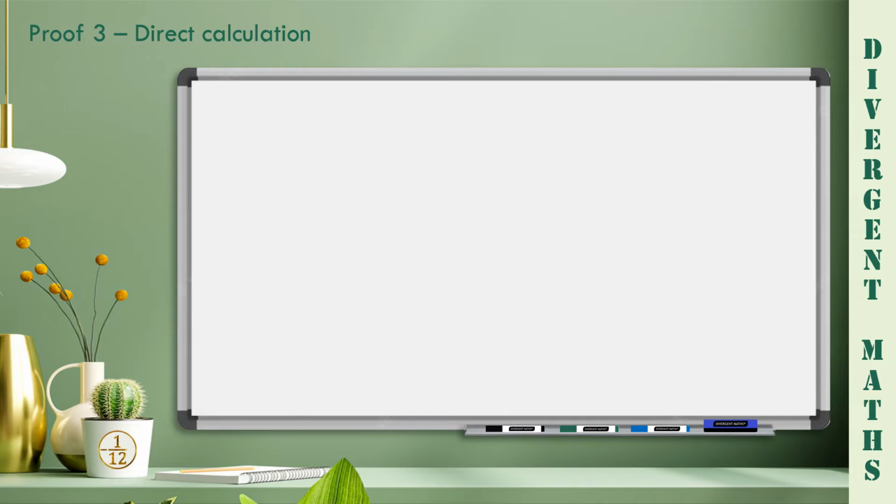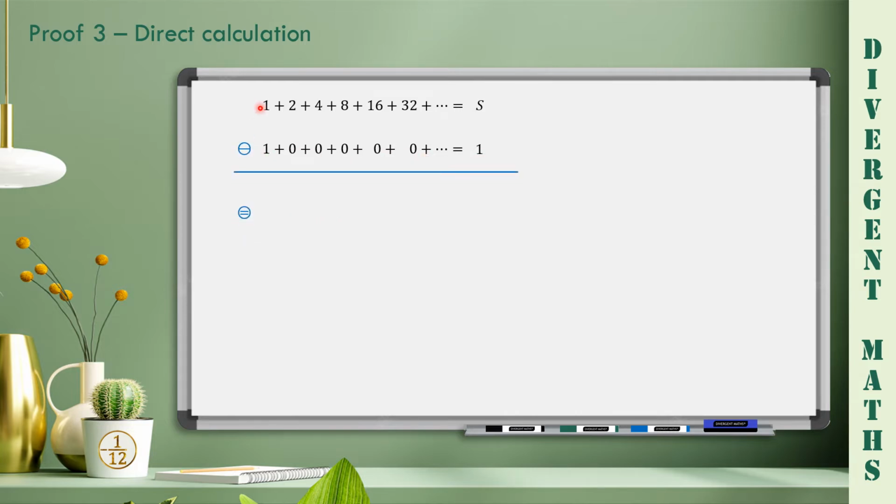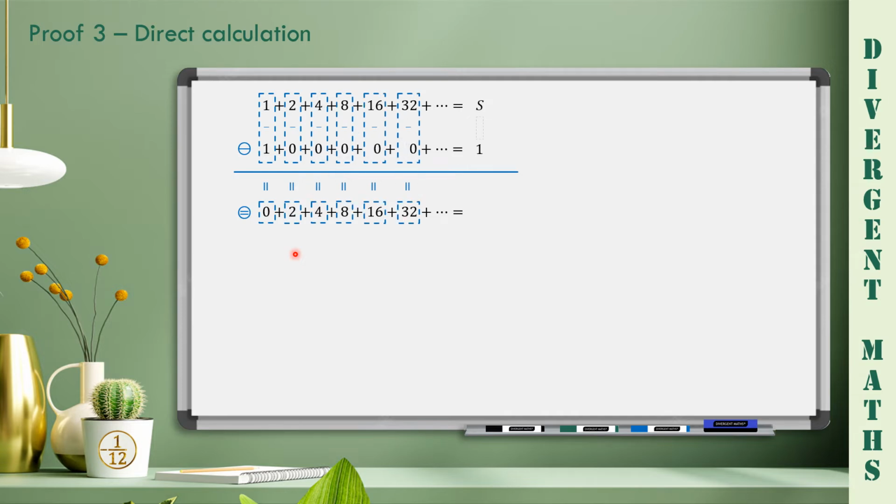Proof number 3, another direct calculation. So 1 plus 2 plus 4 plus 8 plus 16, 32, etc. is equal to S. So finite series 1, we've seen it, 1 plus an infinity of 0 is equal to 1. Let's do the difference. 1 minus 1 equals 0, and the rest is identical. S minus 1 equals, of course, S minus 1. So here 1 minus 1 equals 0, 2 minus 0 equals 2, the rest is pretty much straightforward. I go fast. S minus 1 equals S minus 1, right?